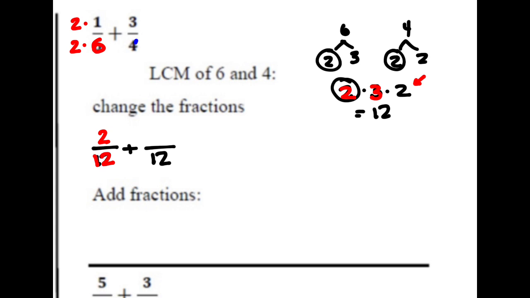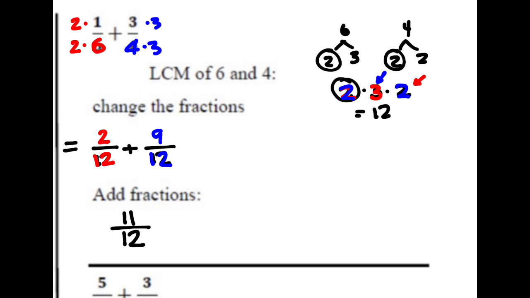Okay, now 4 is 2 and 2. It's missing the 3. So I'm going to times by 3, so that denominator is now 12. 3 times 3 is, okay, so now the 2 twelfths plus 9 twelfths straight across is 11 twelfths. Okay, so you find a common denominator, which is 12.